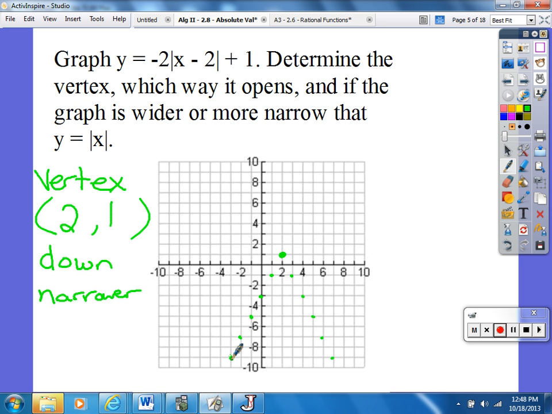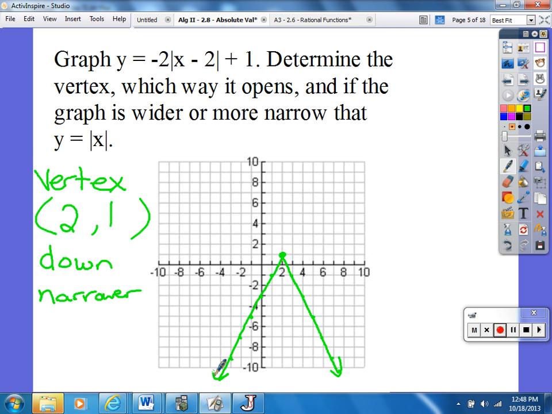And I'm going to connect it. There. And there. And that's it. Pretty easy to graph, aren't they? I told you I like these.